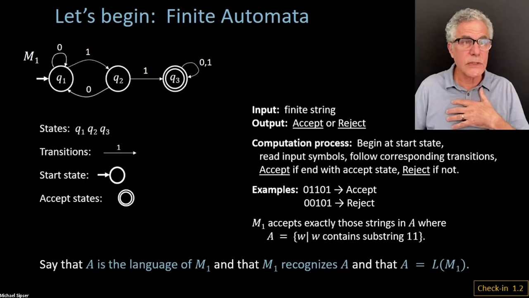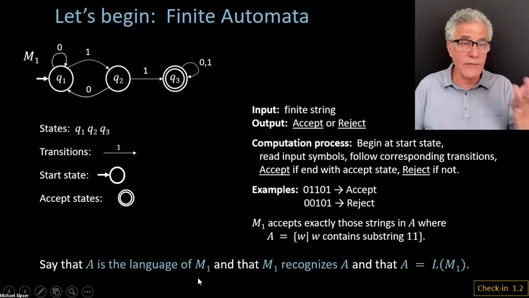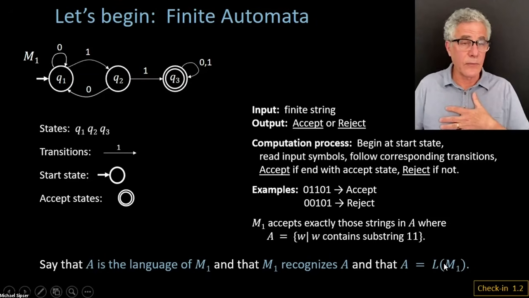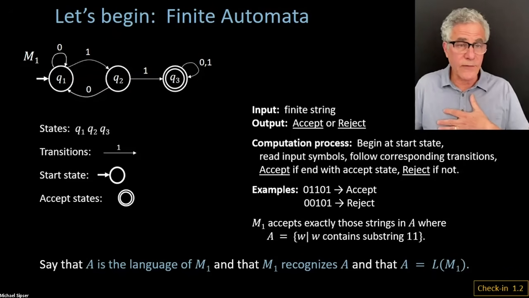Are these three statements equivalent? At the bottom of the slide. Yes, those three are equivalent. A is a language, and those mean the same thing. Not only are they equivalent, but they're just different ways of saying the same thing. That M1 recognizes the language is the same as saying that's the language of the machine, and that A equals L of M. That's all the same way of saying it, six of one, half a dozen of the other.